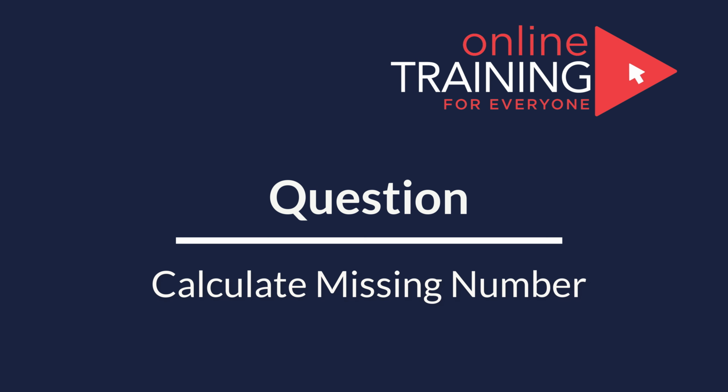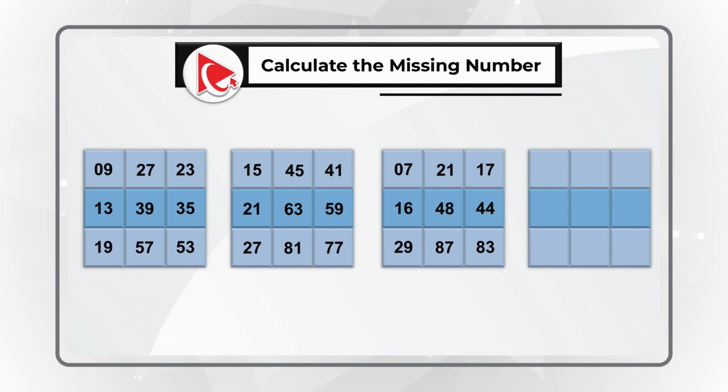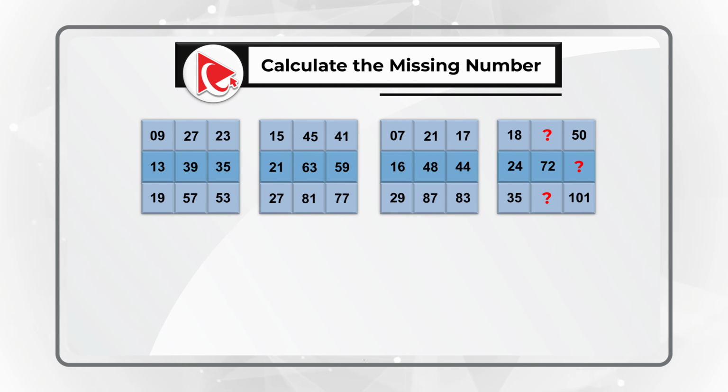Here is an amazing question which truly tests your analytical skills. You're presented with 4 sets of 3x3 matrices. Each matrix has 9 numbers. And in matrix 4, there are 3 missing numbers that you need to calculate. You're presented with 4 different choices.